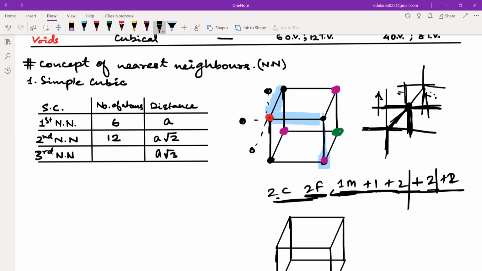You just need to know that this corner atom is present in 8 different unit cells, and in 8 different unit cells you will have 8 different body-diagonally opposite corner atoms, and hence you will have 8 atoms. That is the third nearest. That 8 comes from the 8 unit cells. In 1 unit cell there is 1 green atom. Similarly, if it is present in 8 unit cells, there will be 8 green atoms, and that is why the third nearest neighbor number is 8, and the distance will be a root 3. Is that clear? Yes or no?